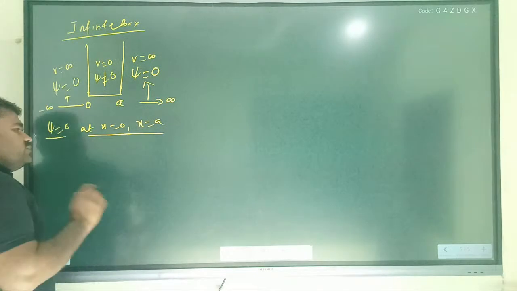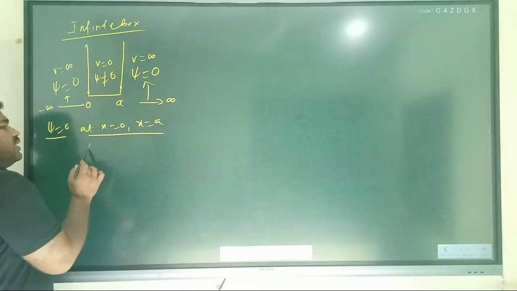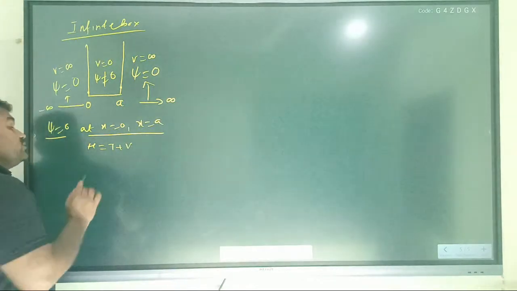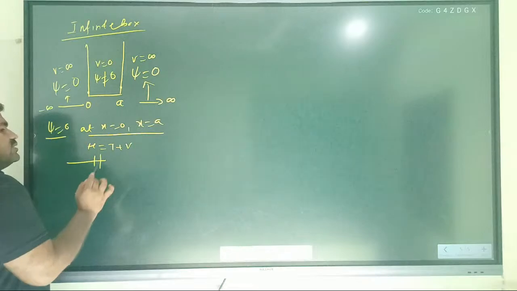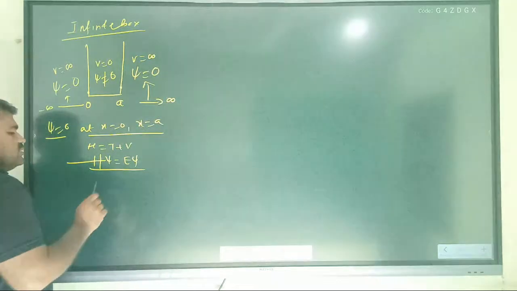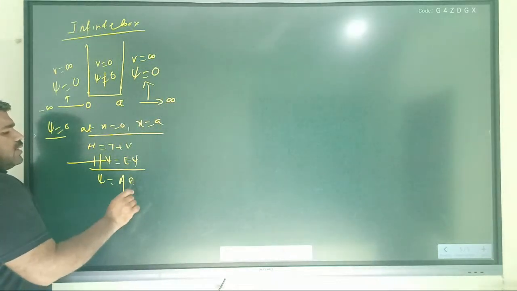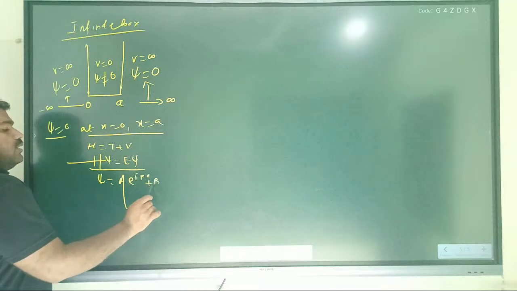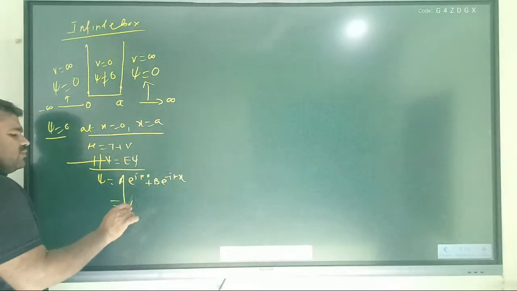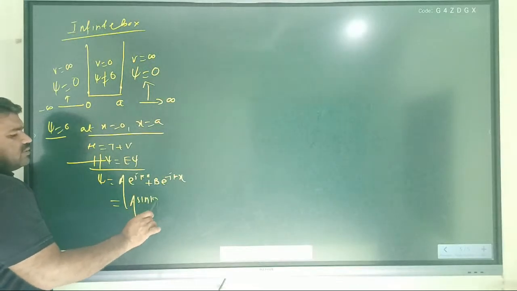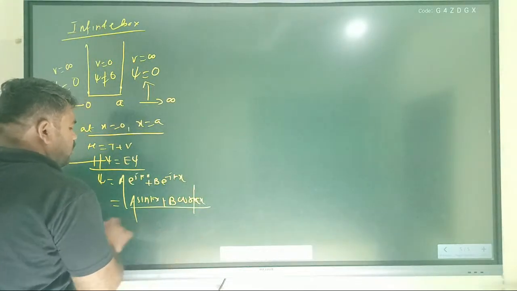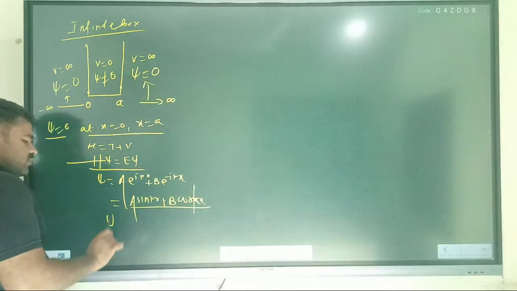Now we can solve this equation. Potential is equal to 0, then what is the Hamiltonian? Kinetic energy plus potential energy. We can take the Schrödinger equation, H psi is equal to E psi, and we can solve this. We get the wave solutions: psi is equal to A e to the power i kx plus B e to the power minus i kx. Or written in the form of sin and cos, we get A sin kx plus B cos kx. Then we can apply the boundary condition, and we get a simple solution for the box system.